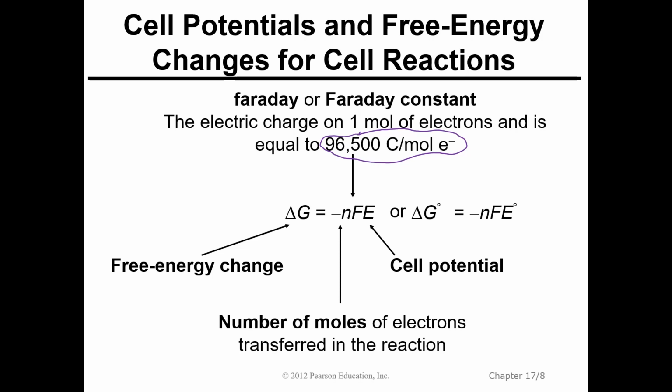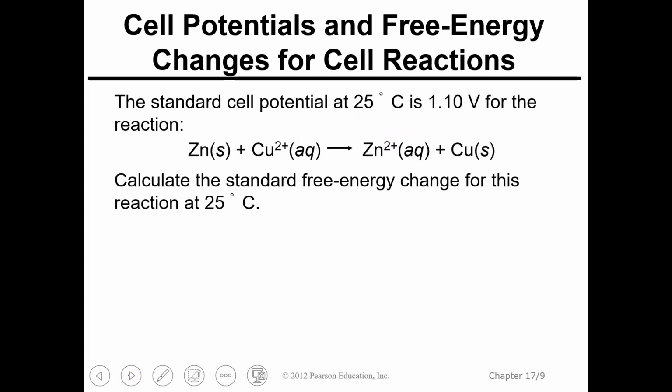So delta G is equal to the negative of the number of moles of electrons times the Faraday constant times the cell potential. Or, if we have things under standard conditions, which is 25 degrees Celsius and 1 atm, then delta G naught is equal to the negative of the number of moles of electrons times the Faraday constant times the standard cell potential. So let's take a look at an example here.